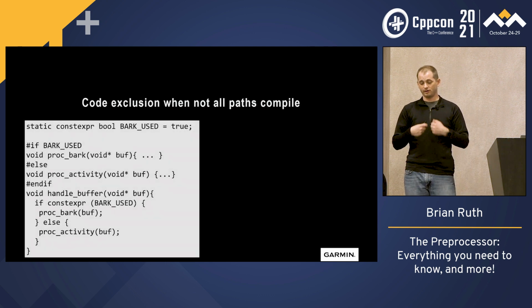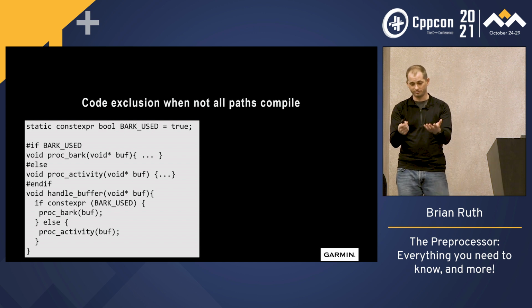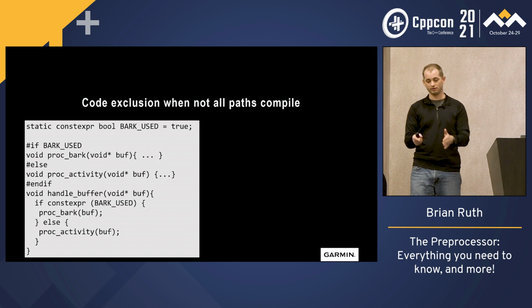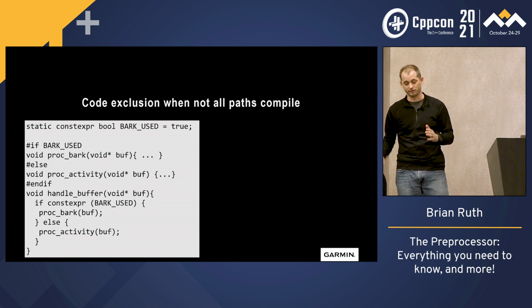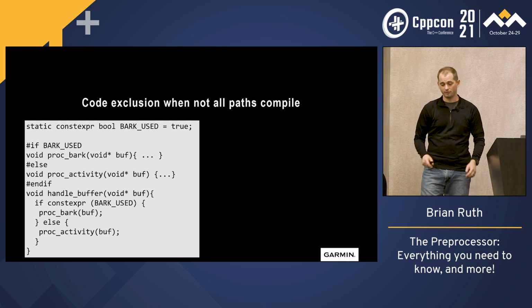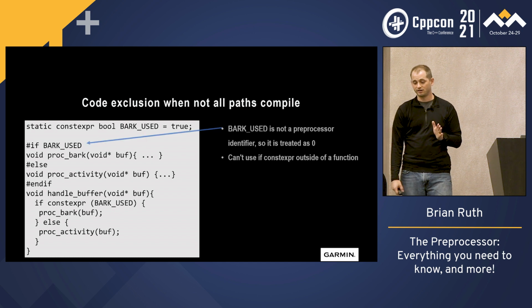If I have this section of code here and I've got a constexpr boolean, bark_used is true. If bark_used, I want to define this function. I also want to use an activity. So I'm basically determining whether I want to process barks or process activities. And I use an if constexpr down there to exclude the path that I'm not going to use. But all paths need to compile.